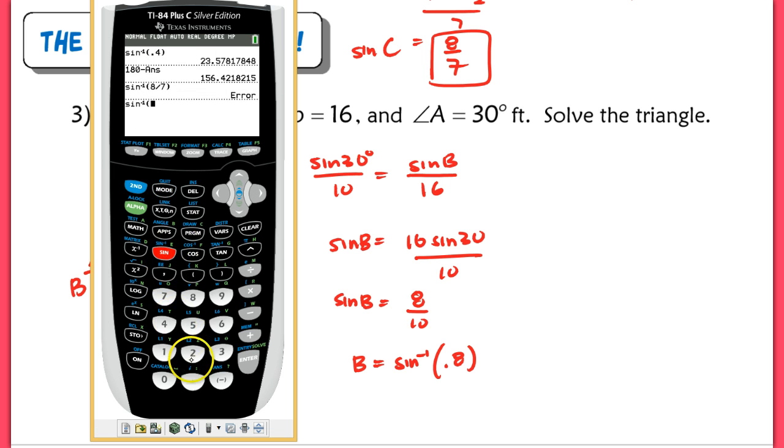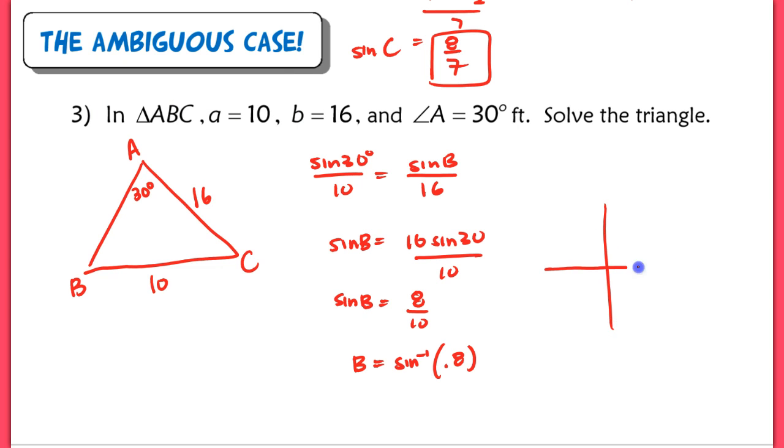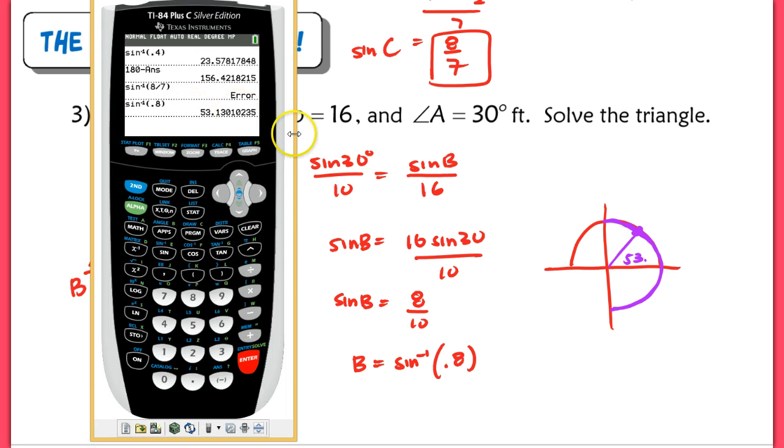So inverse sine of 0.8 here. And this time I get 53.13. Okay, and again, sine is positive in the first or second quadrant. Our calculator, though, will only give me solutions between -pi/2 and pi/2, or negative 90 degrees and positive 90 degrees. So right now I have this possible angle measure, 53.13.